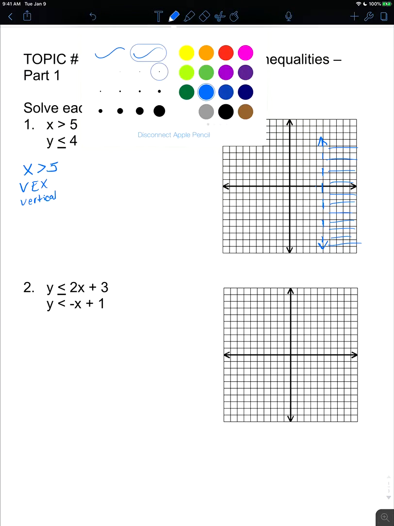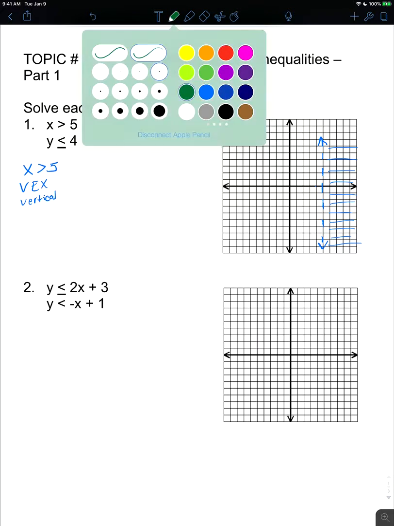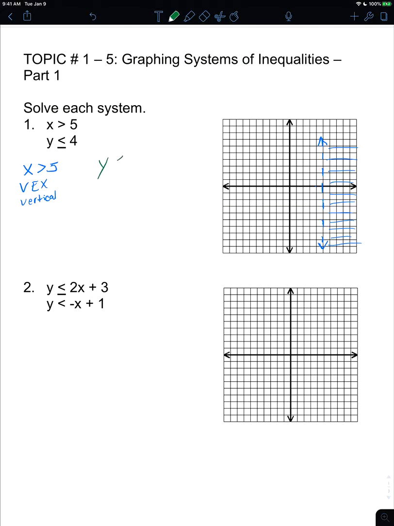Okay, now I'm going to do the other one in a different color. So we've got y is less than or equal to 4. Remember, that's a hoi, so it's a horizontal line at y equals 4. So 1, 2, 3, 4. We're going to graph that. This one is also equal to, because that line is underneath it, so we're going to make a solid line and graph it. And it is less than, so we shade below the line, so that's all of this area.